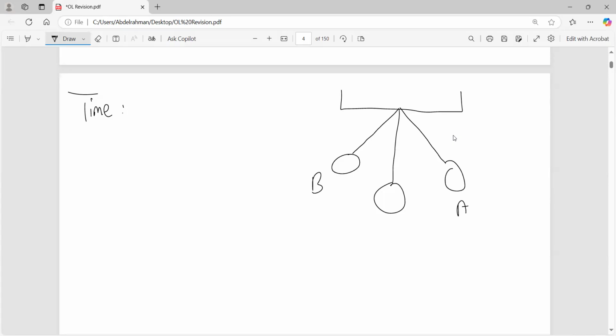It's the time taken to complete one complete oscillation. How can I find the period? I cannot just measure the time for one oscillation. What do I do? I leave the pendulum to swing for, let's say, 10 oscillations, or 20 oscillations. When you're done with these 20 oscillations, you take the total time and you divide by the number of oscillations to find the period.